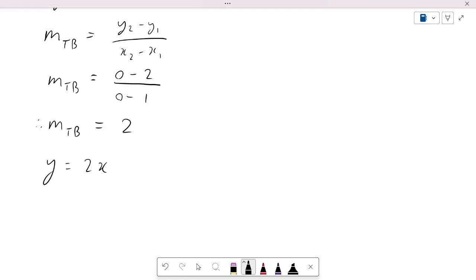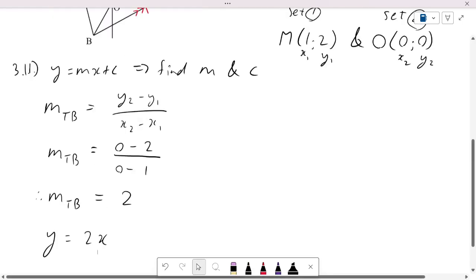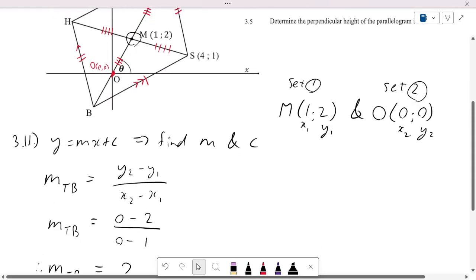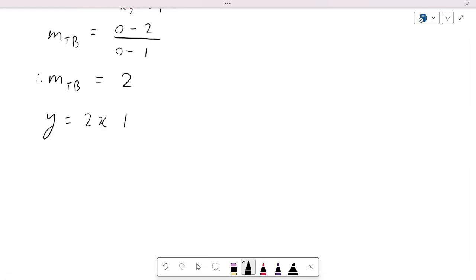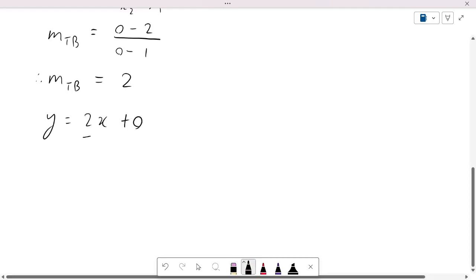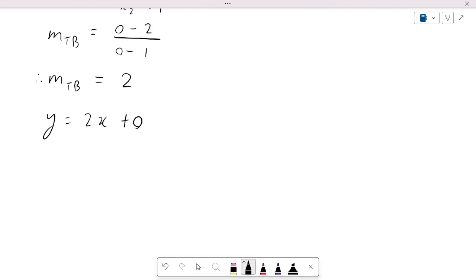And what I want to say over here, just note that whenever it passes through the origin, your c value will automatically be plus 0. But we don't have to include the plus 0. If you did include the plus 0, they're not going to mark you off because it doesn't really make a difference. But it's going to be 2x in our case over here. And that is how we determine the equation.